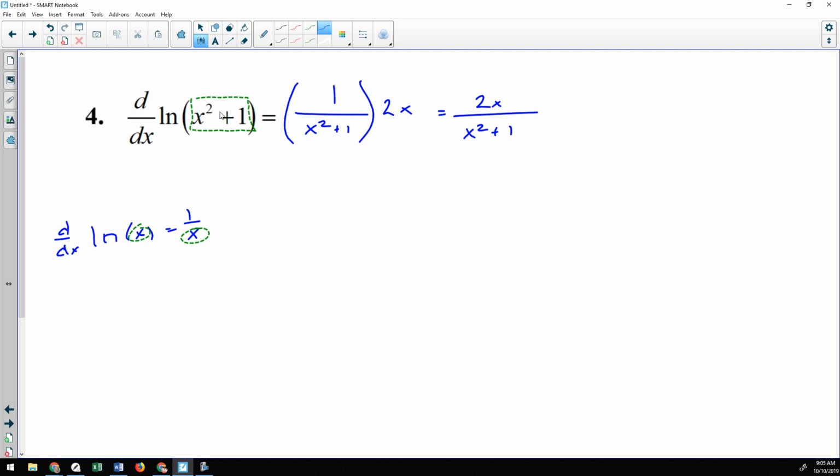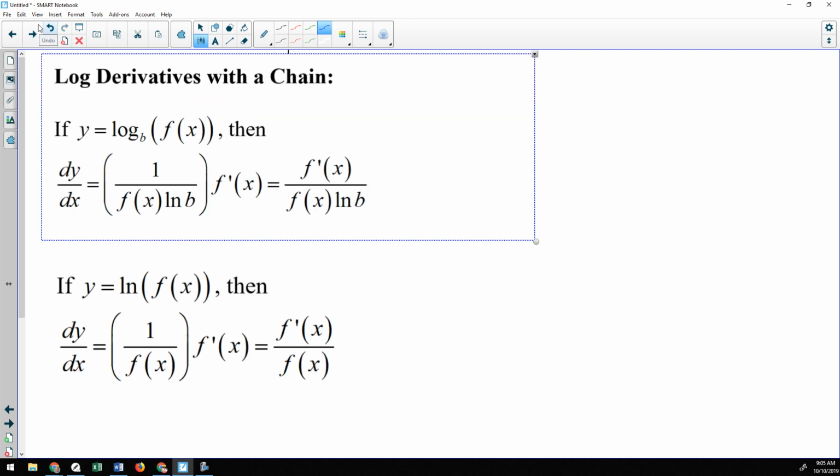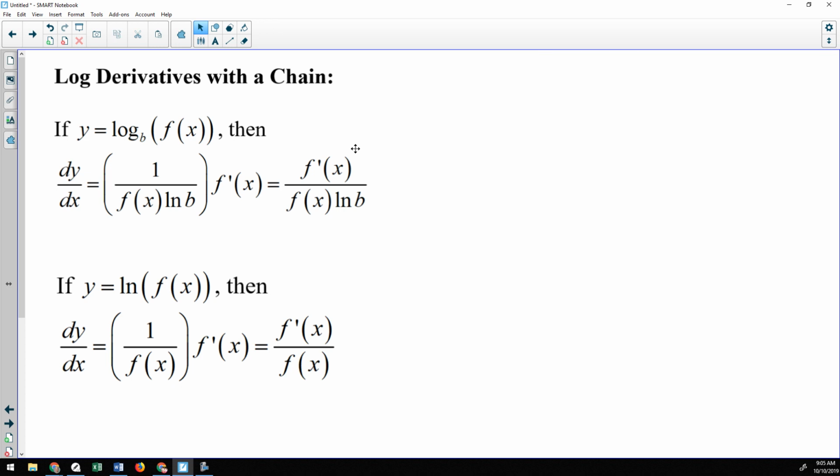So now that I've shown you a chain rule inside a natural log derivative, here is a rewriting of your derivative rules for logs. If we include the chain rule, the derivative of a log is 1 over x times the natural log of the base, but then we have to multiply by the derivative of what was inside the log.